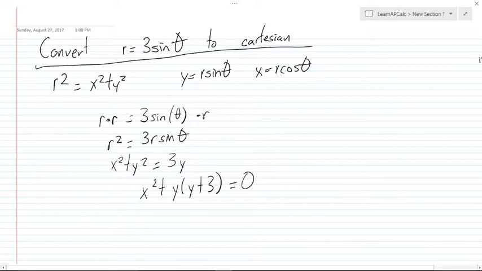So that was a pretty easy one. Let's go to something maybe a little harder. So convert y equals ln of x plus x squared plus y squared to polar.